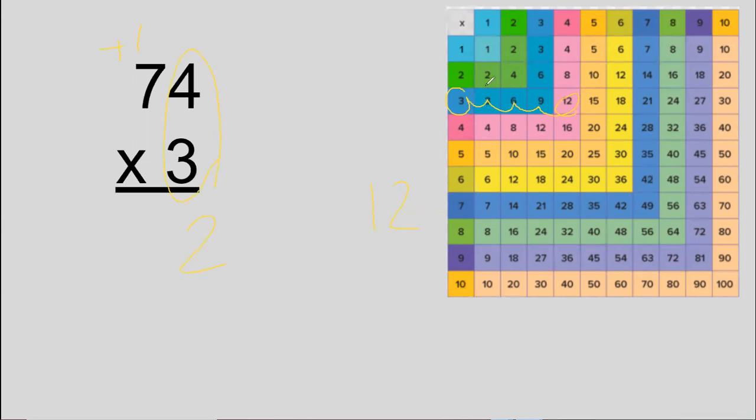Next thing I'm going to do is I'm going to multiply in the tens. So I have my 3, and I'm going to multiply it by 7. 3 times 7. Let's go back to my multiplication chart. Find my factor of 3, and I'm going to count over 7. 1, 2, 3, 4, 5, 6, 7. I landed on the number 21.